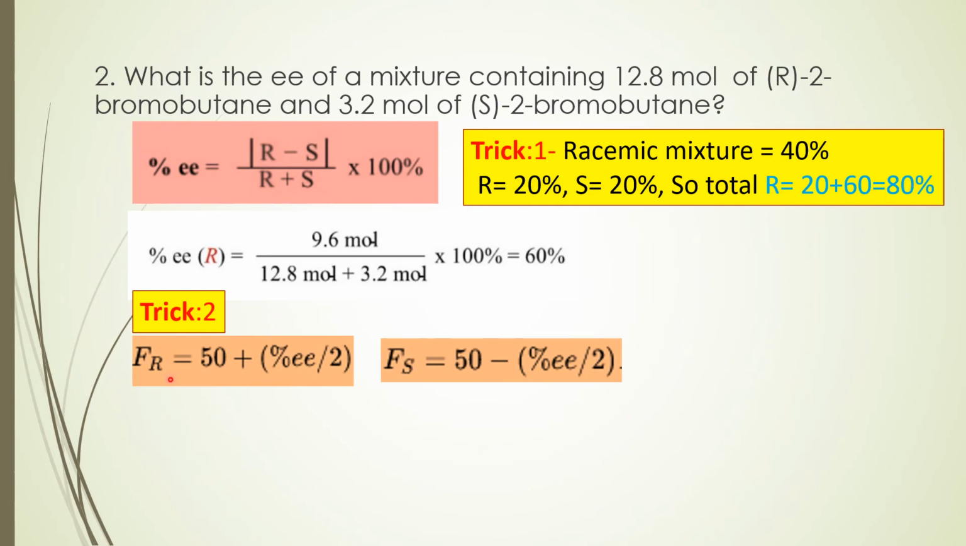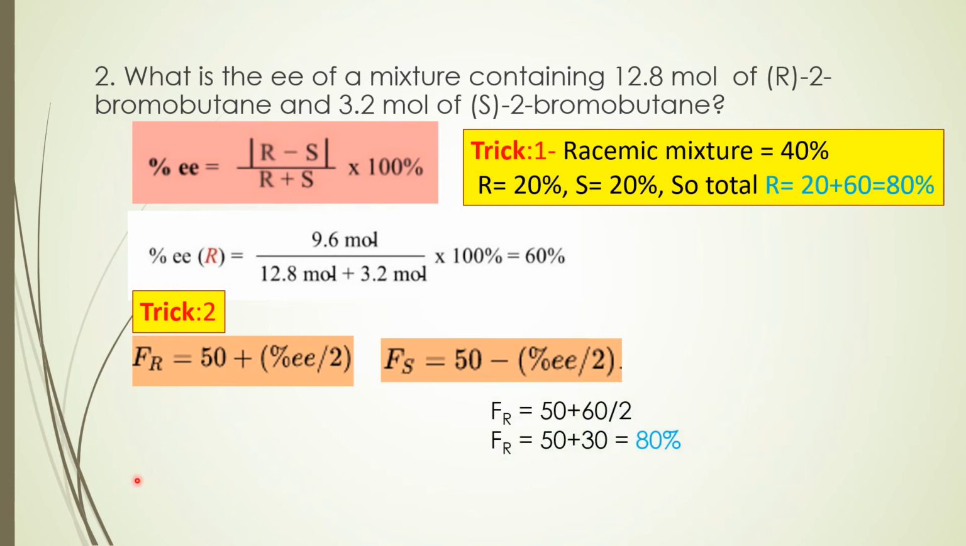Another formula is 50 plus the enantiomeric percentage divided by 2. Okay, this is for the R enantiomer, and for the S enantiomer, 50 minus the enantiomeric percentage divided by 2. Okay, this is the S enantiomer. Whichever enantiomer is given, for that enantiomer you have to put plus. If it is the other enantiomer, it should be minus. Okay, this is the formula. Here R is given, so we put plus.